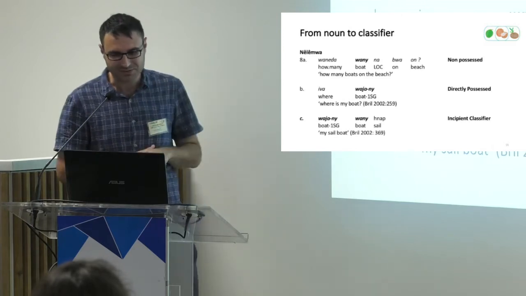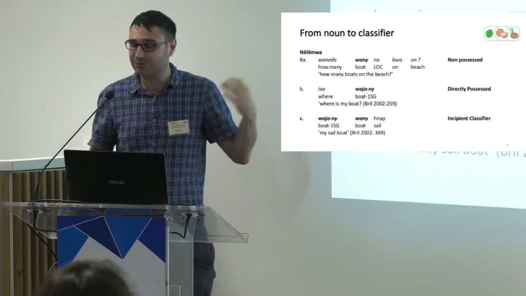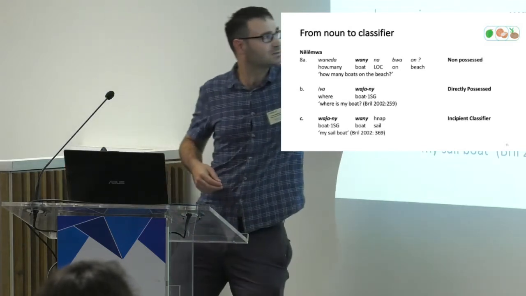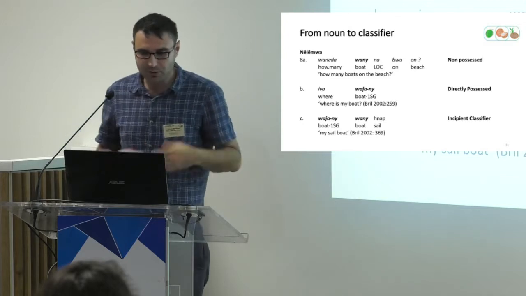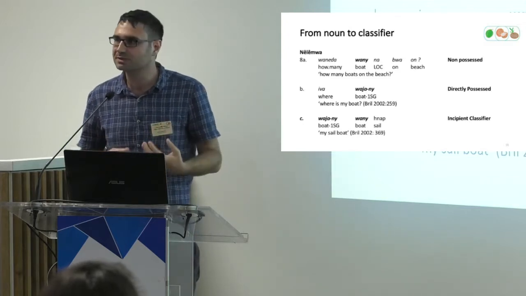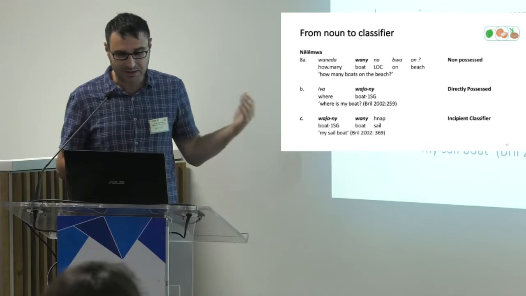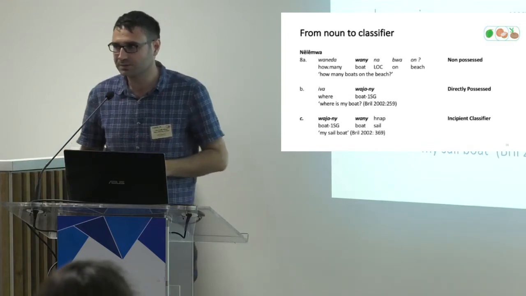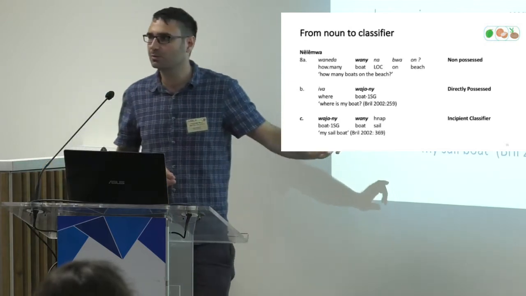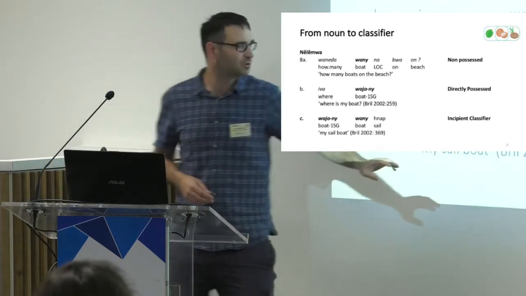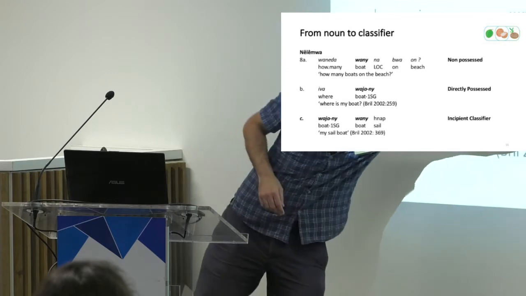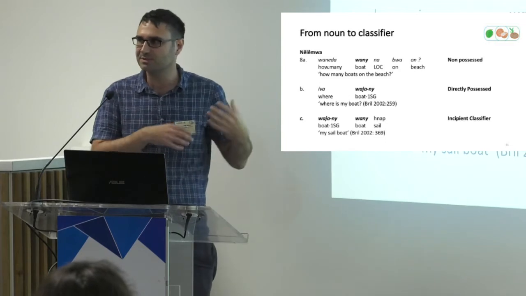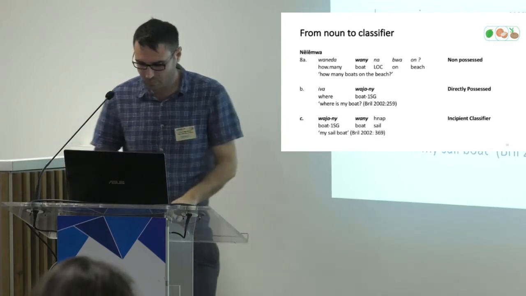Okay, so we have a non-possessed noun such as boat. We can also have a directly possessed noun where the possessor attaches directly to the possessed noun here. So my boat, different form, and we can combine these together to get some sort of incipient or emergent classifier in an appositional phrase such as my boat, my sailing boat. These constructions only occur with a modified noun, and you can't have these two here without this. You have to have some sort of modification element. So these aren't the same as classifiers. These are incipient or emergent classifiers.